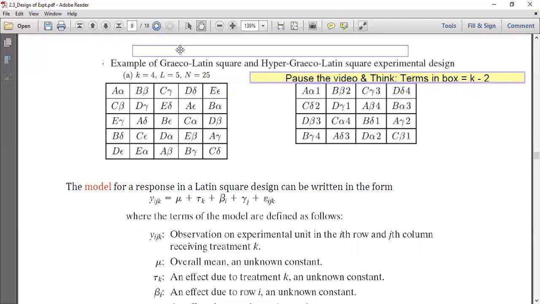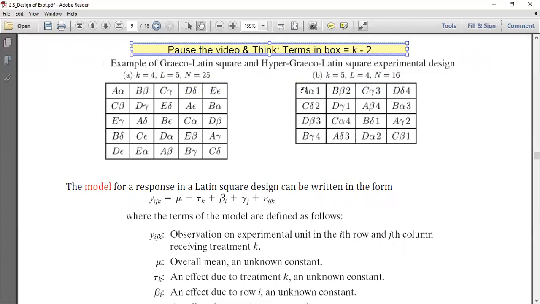So similarly, in this case, you have 5 factors here. 4 levels are there. So there are 3 values, A, alpha, one for the row, one for the column. So totally 5 values you have to consider, 5 factors, and there are 16 experiments. So each has 4 levels, 16.